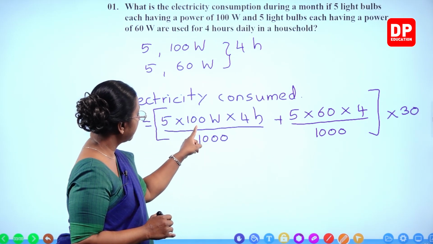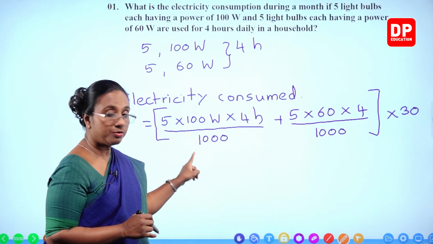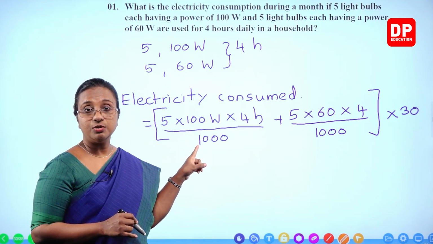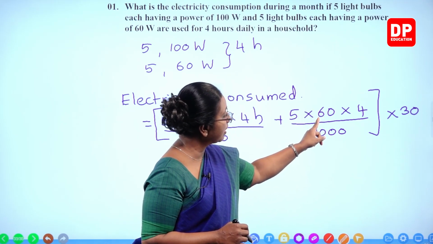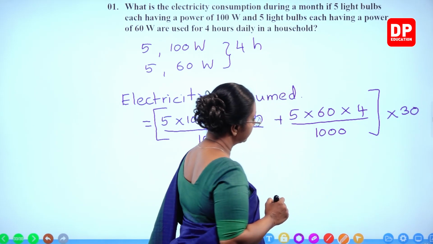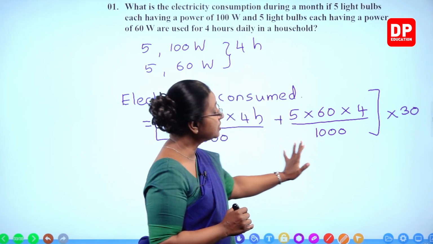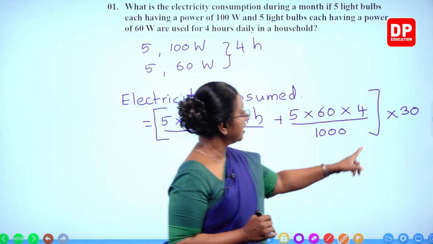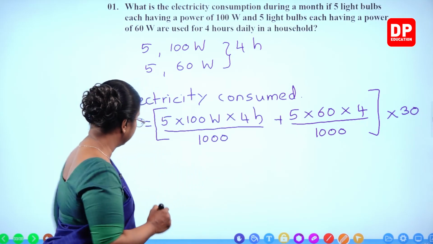5 bulbs, 100 watts, 4 hours daily divided by 1000 to convert it to kilowatt hours. Then another 5 bulbs with 60 watt power, 4 hours daily, here also divided by 1000. Now this is for 1 day, but we need to calculate for a month. So you multiply it by 30.